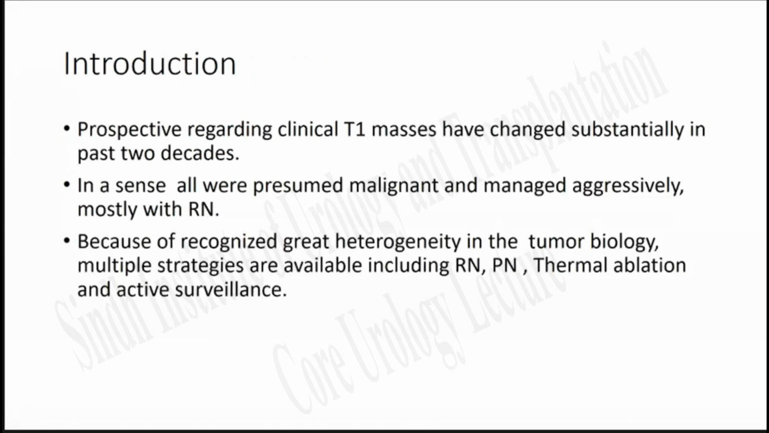Now, introduction. The average size of RCC at presentation is decreasing, and more patients are presenting with small localized lesions because of the widespread use of cross-sectional imaging. Perspective regarding clinical T1 masses has changed substantially in the past 2 decades. In a sense, all were presumed to be malignant and managed aggressively, mostly with radical nephrectomy. But nowadays, because of the recognized great heterogeneity in tumor biology, multiple strategies are available, like radical nephrectomy, partial nephrectomy, thermal ablations, and active surveillance.